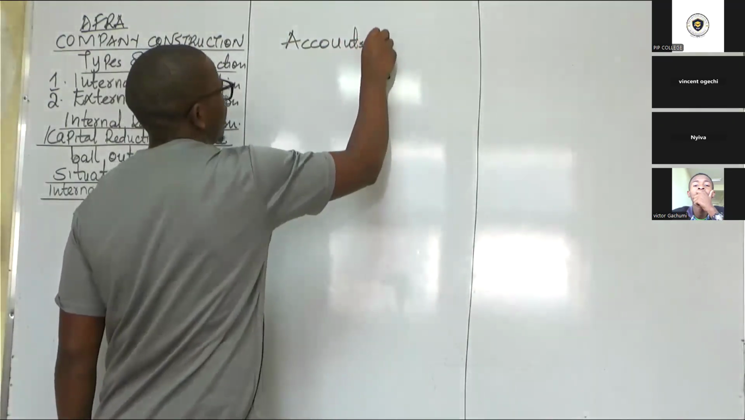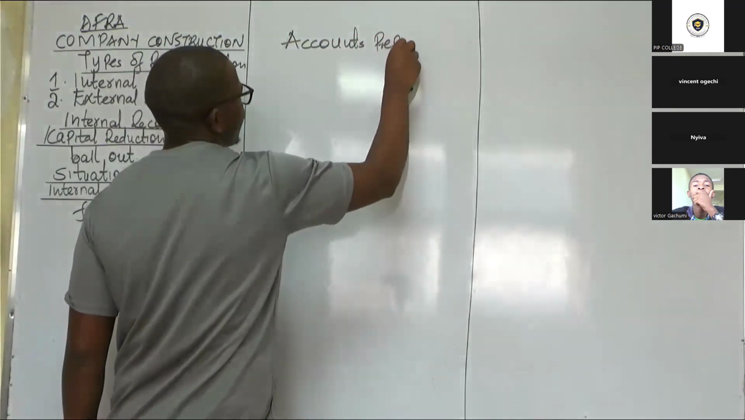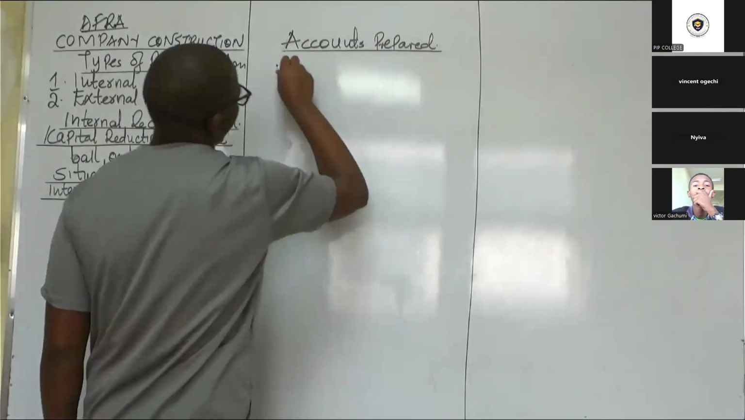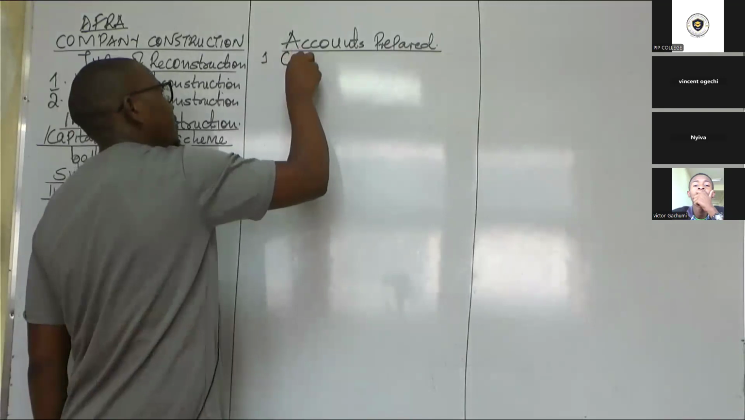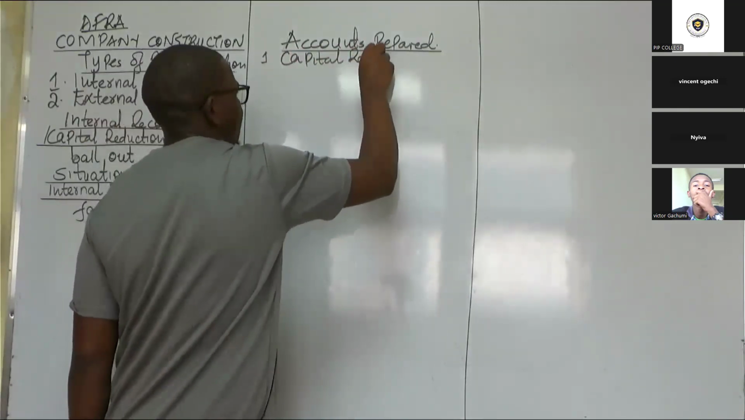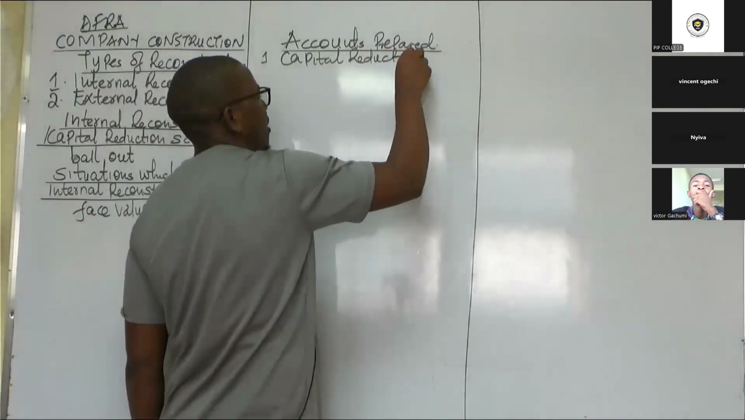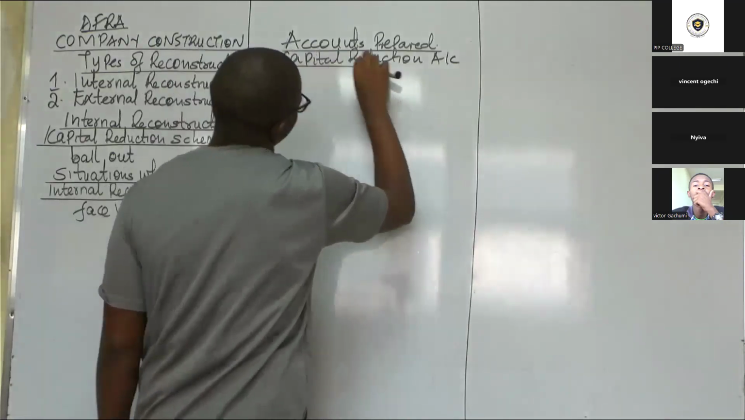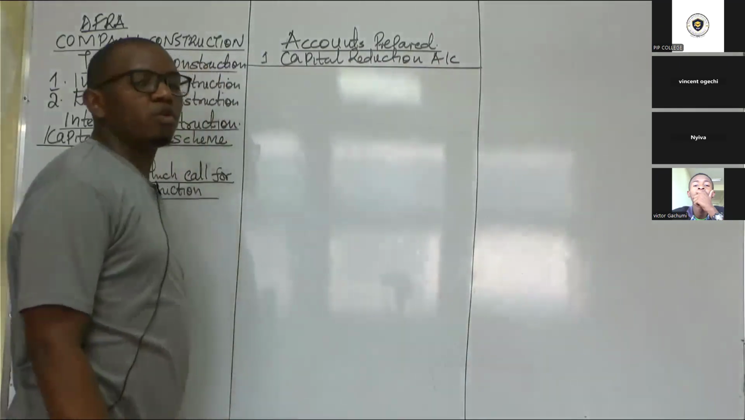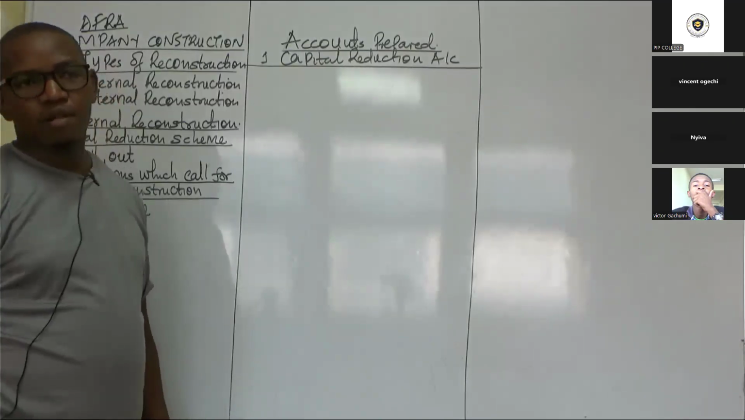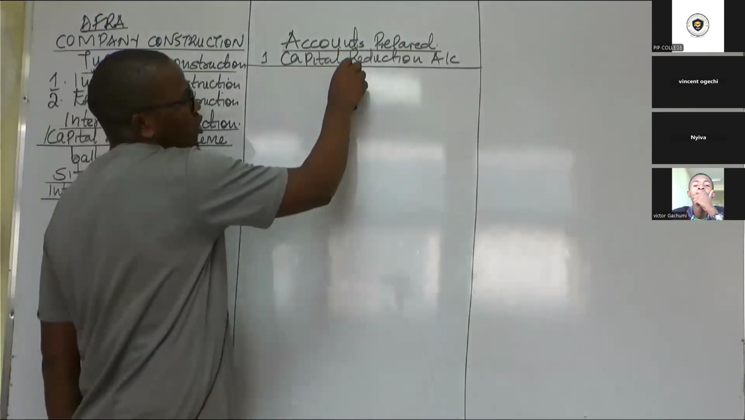Now, the accounts prepared. Number one will be what we call the capital reduction account. Basically, here we'll be applying what we call the double entry system.